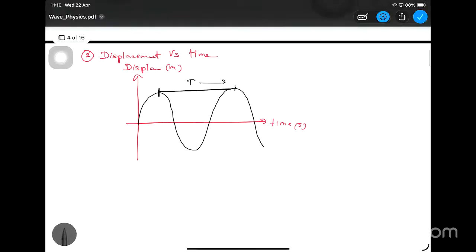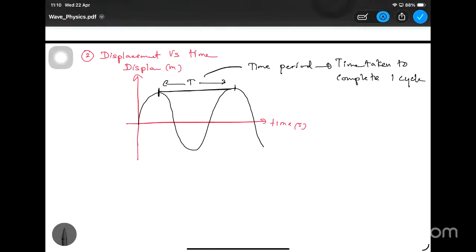So this length corresponds to the time period, which means the time taken to complete one cycle, right? So from here to here also same, and even from here to this point also same time period. Okay, so remember that point. So the important point is that first of all, you need to identify what are the axes, and according to that, you need to give the values, right?